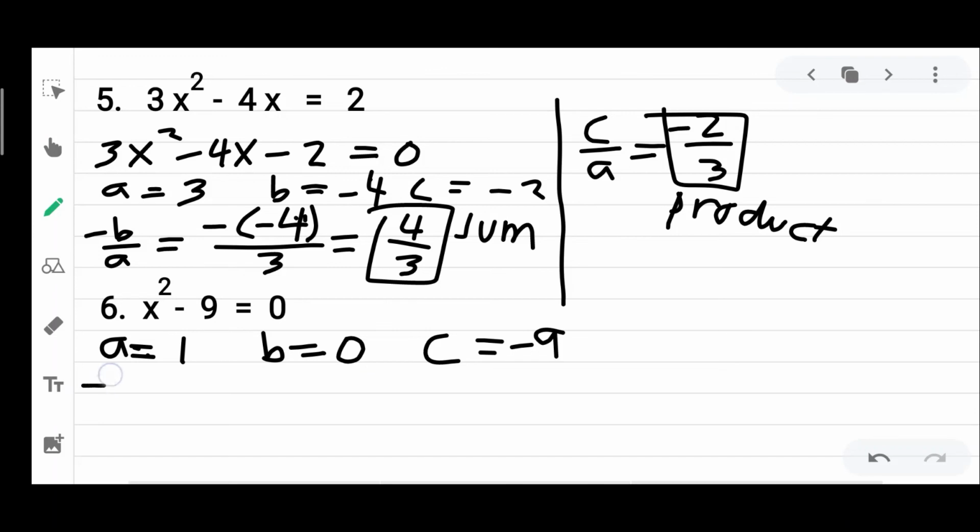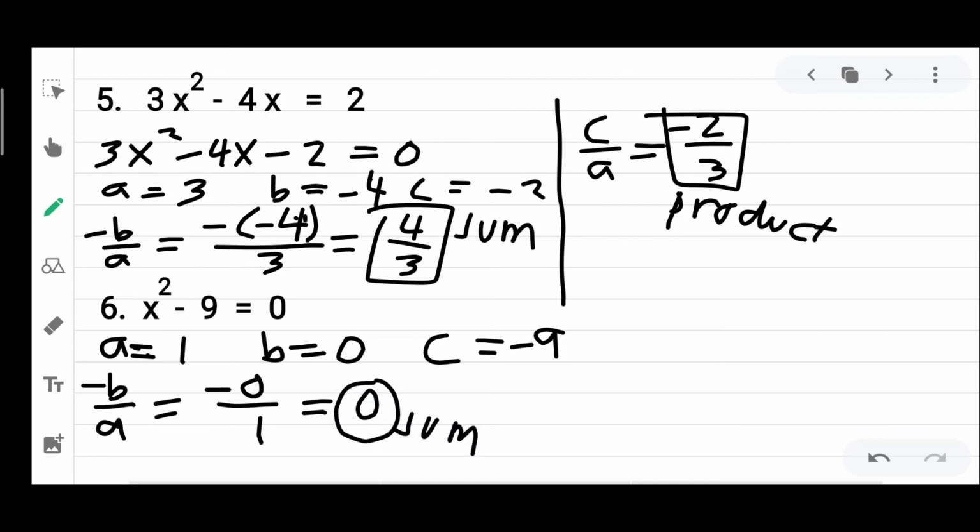O ngayon, pwede natin kunin yung sum of the roots of this equation. So the formula for that is negative b over a. So copy negative. Yung b natin is 0, i-over natin sa value ng a, which is 1. So negative 0 divide 1 is 0. This is for the sum of the roots of this equation.